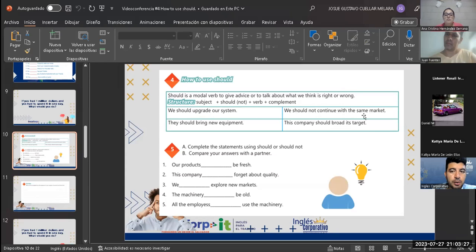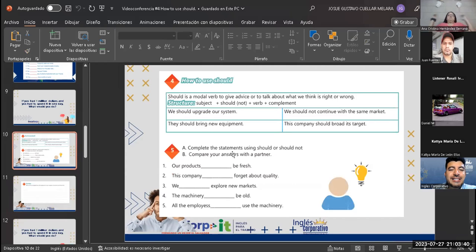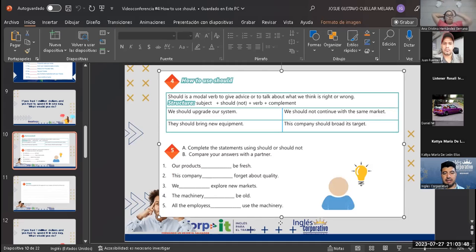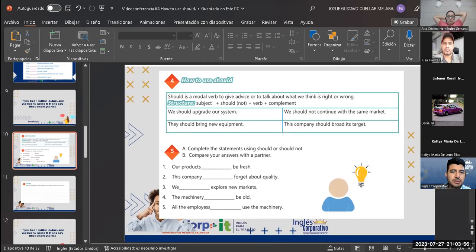We should not continue with the same market. They should bring new equipment. This company should broaden these targets. Okay. And let's see here. Here we have complete the statements using should or should not. Compare your answers with your partner. Okay. This is really easy. Should, okay, or should not. Any idea of this? Very simple because we have just five. Our products, this company, we, the machinery, all the employees.